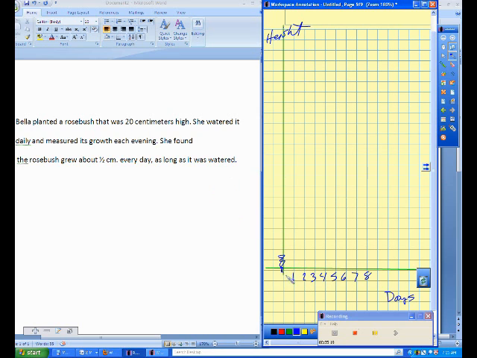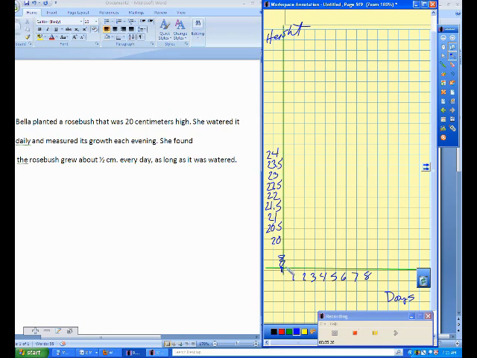So I'm just putting a little break right here on my graph, and I'm starting at 20 centimeters, then 20.5, 21, 21.5, 22, 22.5, 23, 23.5, this will be enough, 24. So I'm going to start graphing my data.